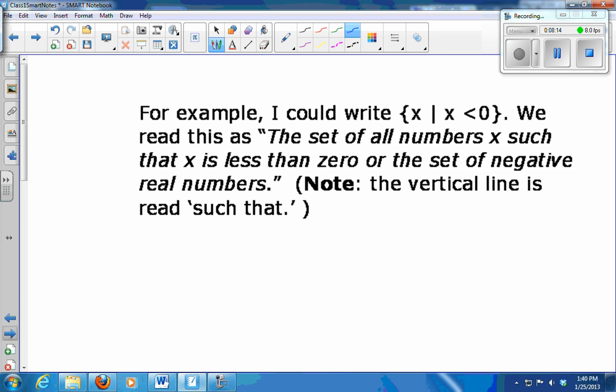So, for example, I could write this statement, and you would read that as the set of all x's. So the curly bracket indicates this is a set of things. This is the set of all x's such that x is less than 0. Okay. These are all the numbers. So this set is representing all the numbers that are less than 0 or negative numbers. So it's just sort of a fancy way of writing the negative numbers.